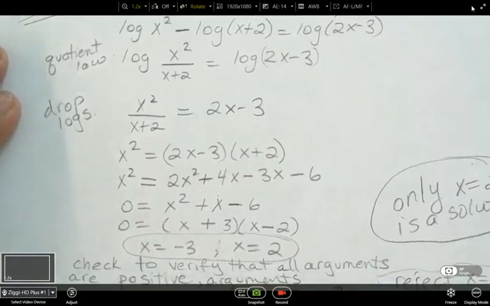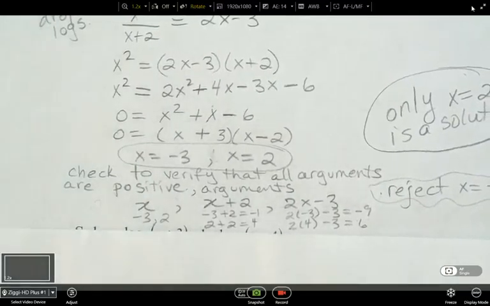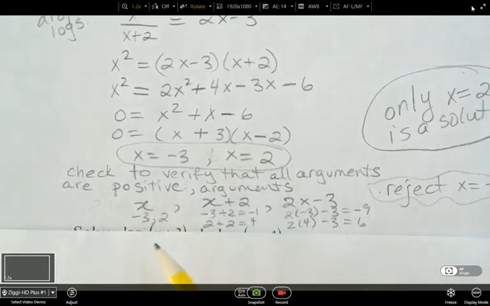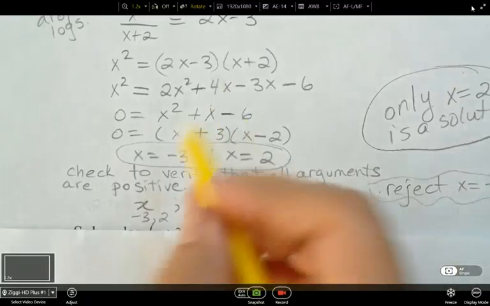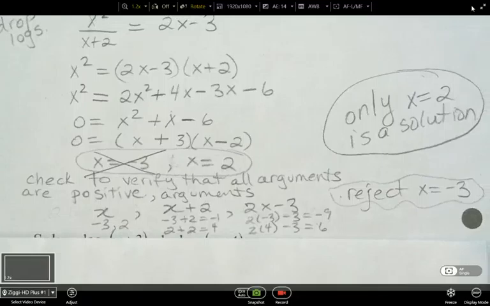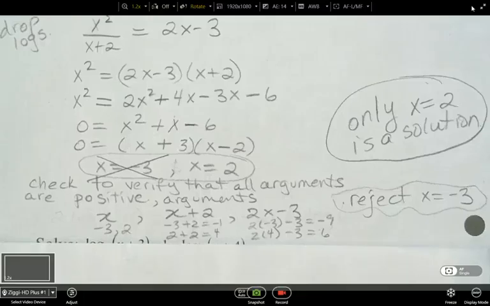And we need to verify that our arguments all end up being positive numbers. So the only one that actually works in this case is x equals 2. We can see in the very first argument, it's just x. And if I plug in x equals negative 3, that makes that argument negative. So I don't even need to check the other arguments. I can just say it doesn't work, it's gone, okay? So we can reject that solution there. And the only solution actually ends up being x equals 2. All right, so there's the solution for that.